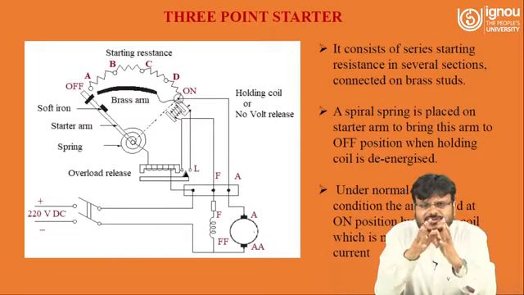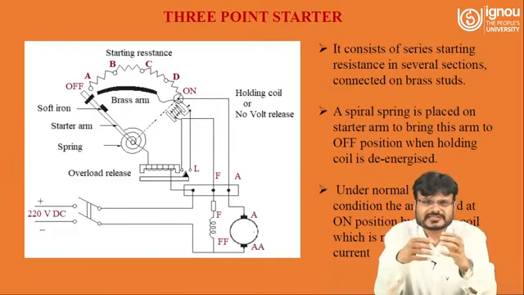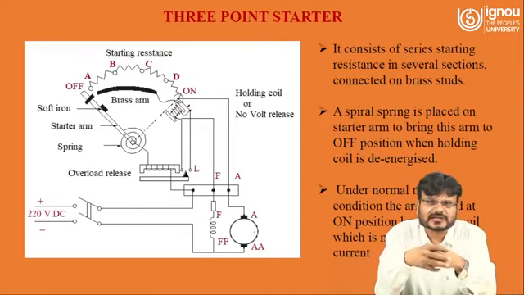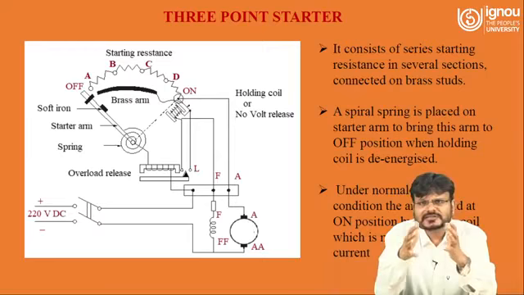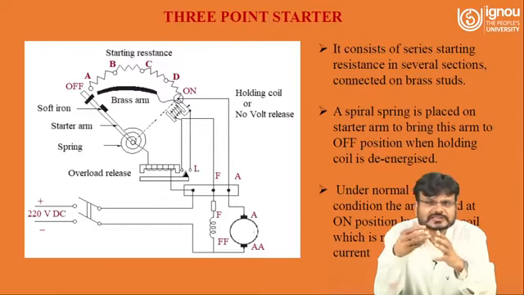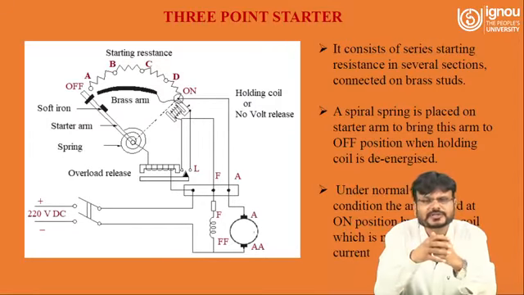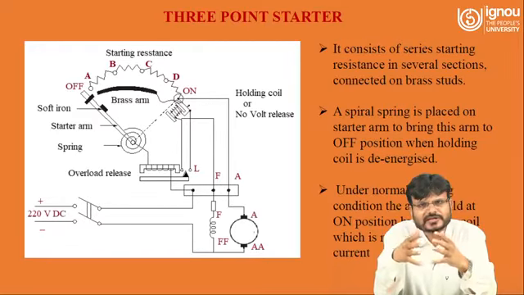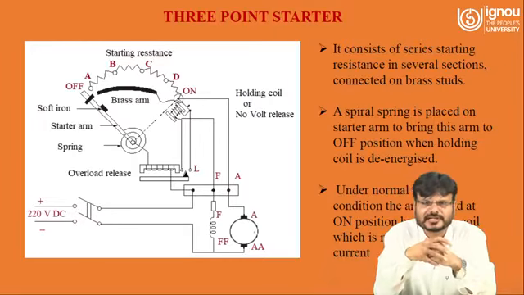Now this extra resistance is not as simple as just putting a series resistance in the armature. There are some devices that can be used to put this extra resistance in series with the armature. So what can we use? We can use a 3-point starter, or we can use a 4-point starter. For simplicity, we are going to understand the functioning of the 3-point starter.